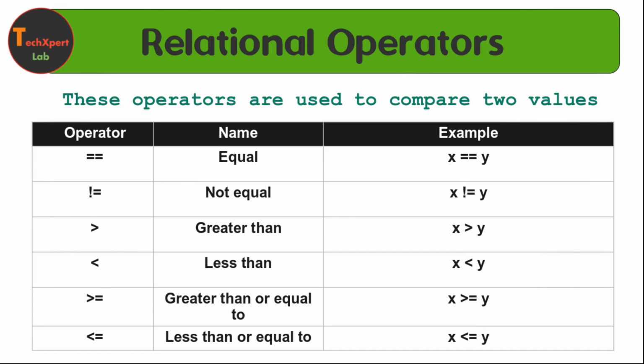So let's have the relational operators overview. The first operator is equal, then not equal. In this table you can see how many different operators are available in Python for comparison. These are very common, related to even other programming languages. A similar thing you can find with Python also. So let's jump to the example.